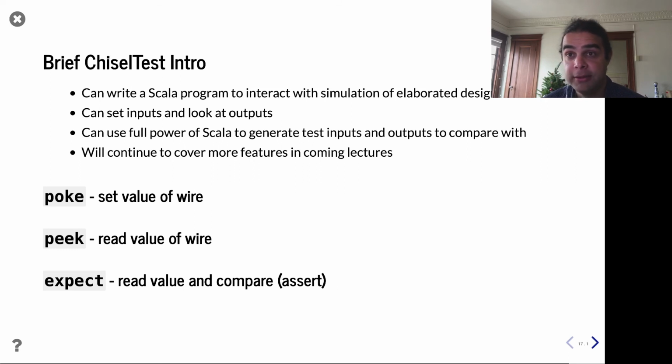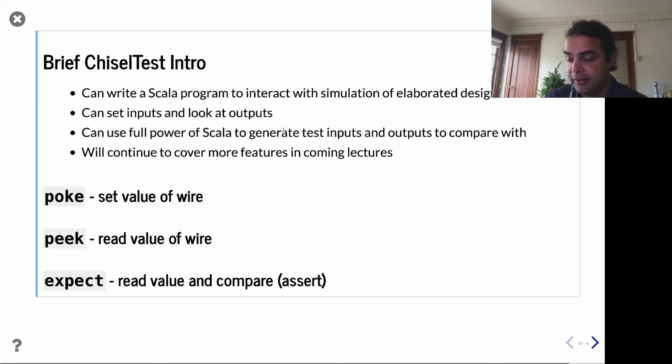Well, there's poking, which is setting the value of a wire. There is peeking, which is to see the value of a wire. Wires are known as things inside your design. And if I just want to read the value of a wire, or if you actually want to check for a certain value, that is, to make sure it does the right thing, you can read and compare. It's kind of like an assert statement, right? And that's the expect.